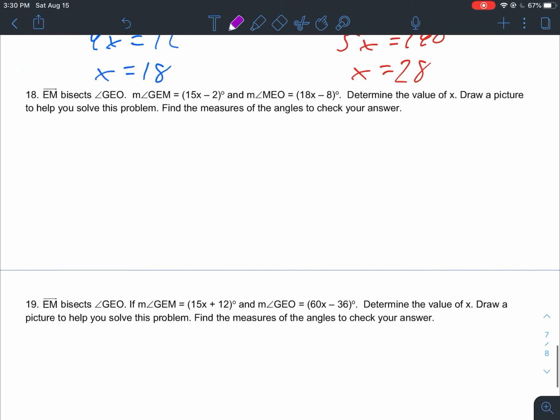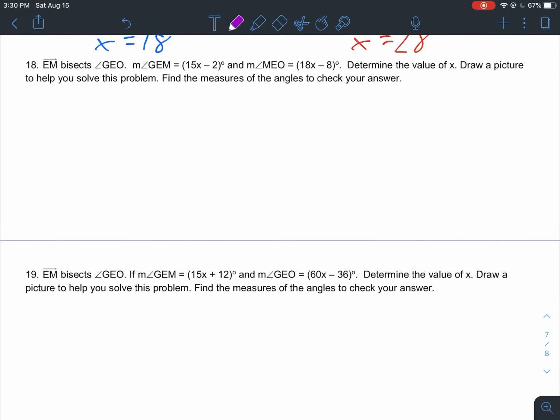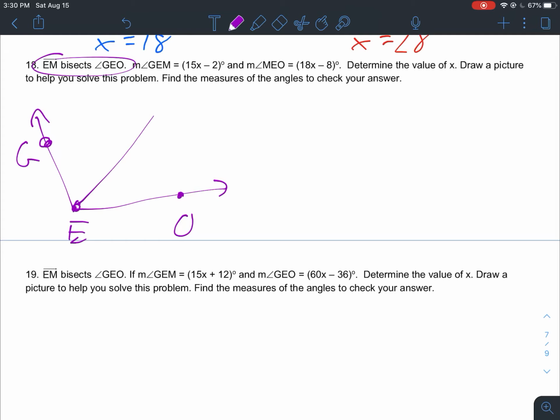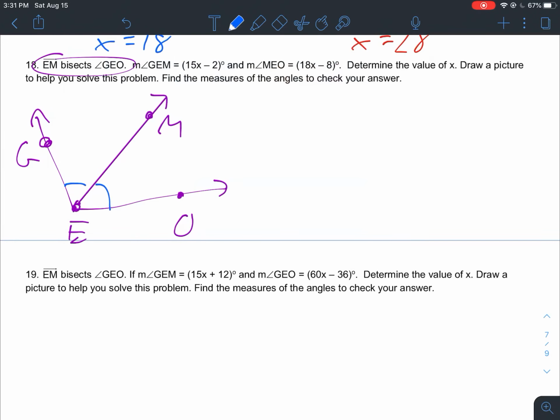All right, almost there. 3 problems to go. Number 18, EM bisects angle GEO. So stop there, draw that picture. Draw a picture of this. Draw angle GEO. And then draw EM bisecting it. And bisecting means it cuts it in half. It means these two angles are congruent.